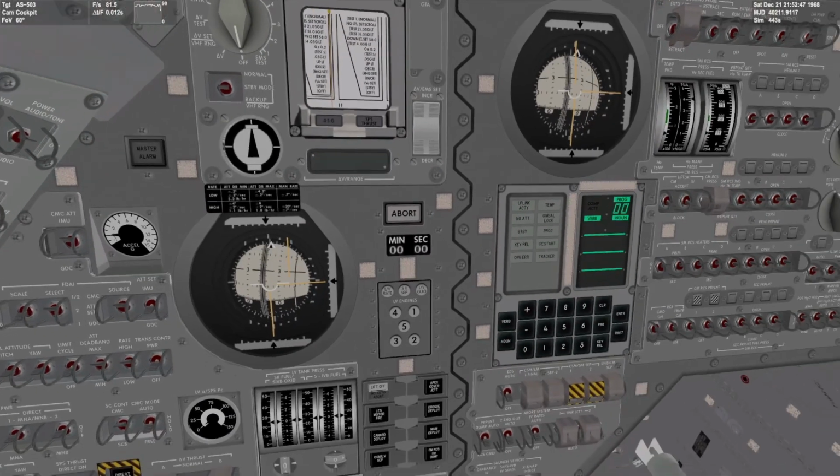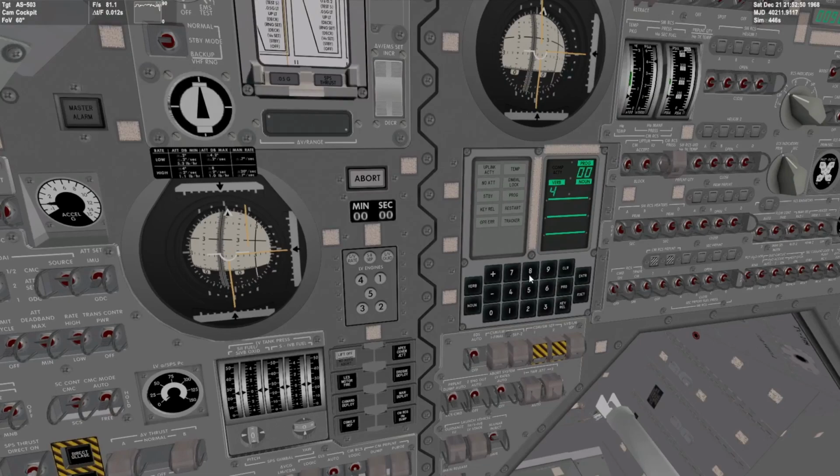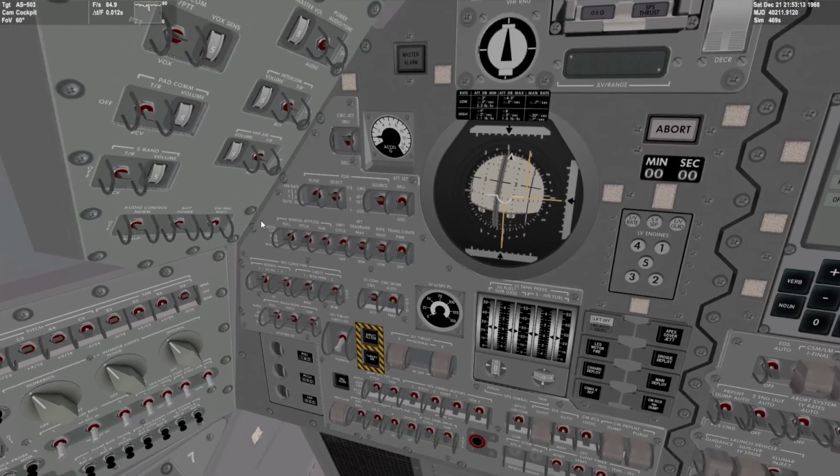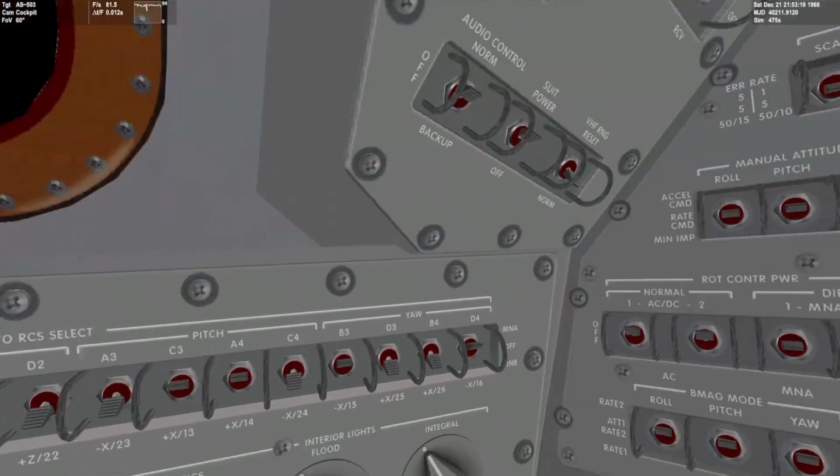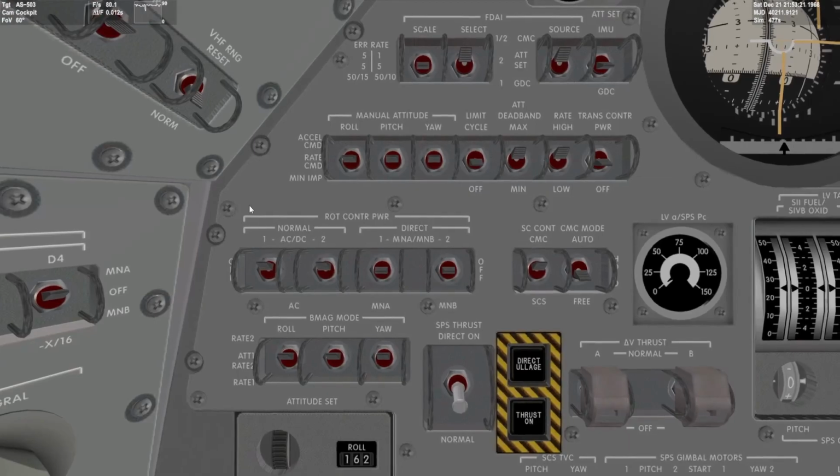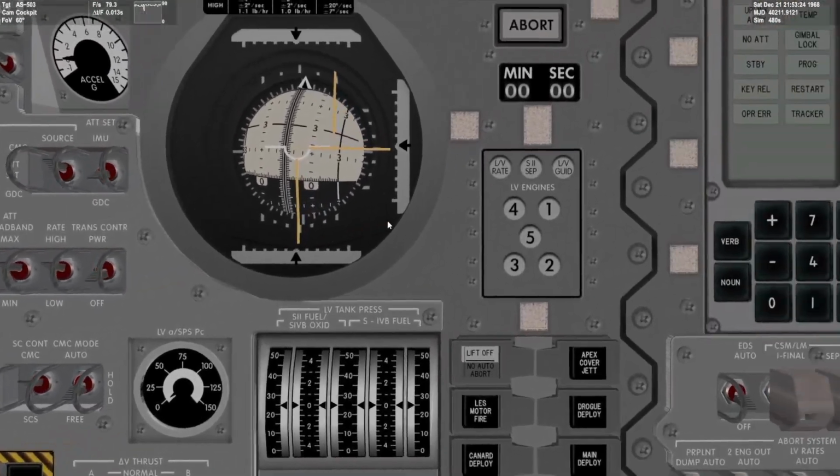So, now we're going to configure our DAP with verb 48. We're going to go verb 24, enter, 11112, enter, 01111, enter. Proceed, proceed, proceed. We're going to ensure that our rotational hand controller is in AC/DC and direct is off, which it is. We're going to ensure that we are in POO.